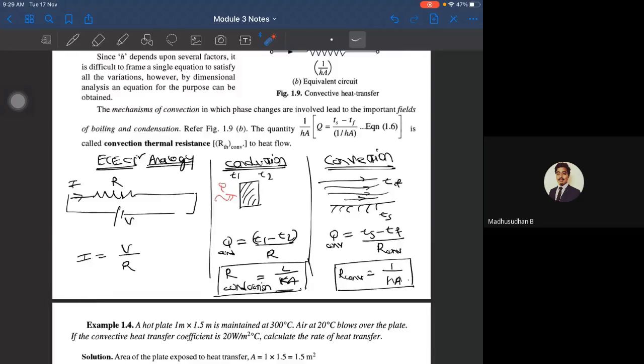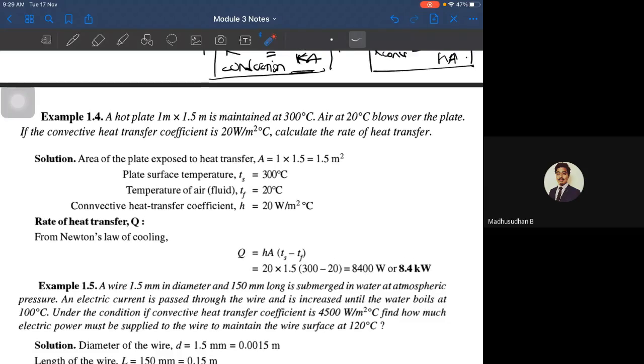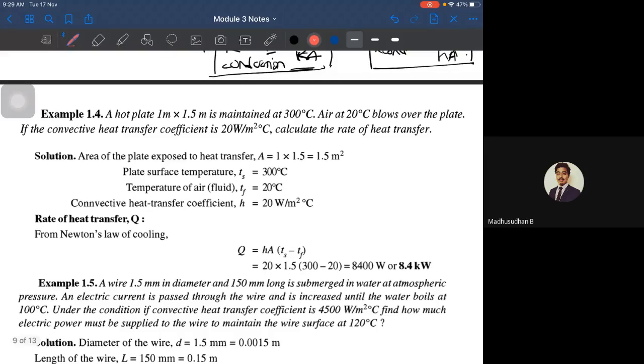So here's a simple problem. It says a hot plate of 1 meter across 1.5 meter is maintained at... So your hot plate is something like this, 1 meter across 1.5 meter. So this is 1.5 meter, and this is 1 meter. Fine. It is maintained at 300 degrees Celsius.